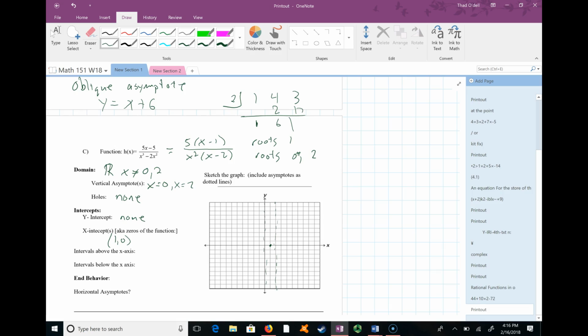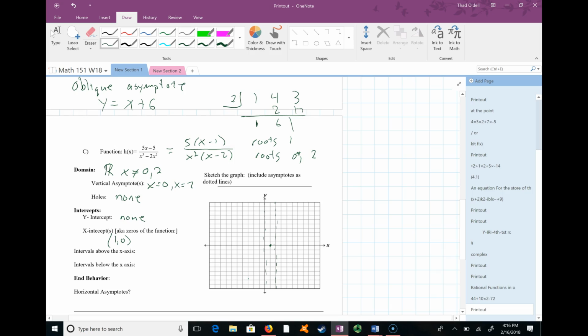Okay. Intervals above and below. So now this one's a little bit tricky because we don't know where anything is. We have the one crossing there, but we don't have any above or below. So what we can do is just pick a point. Like, for example, I could pick -1 and plug it in and find out whether at that point I'm above the x-axis or below the x-axis.